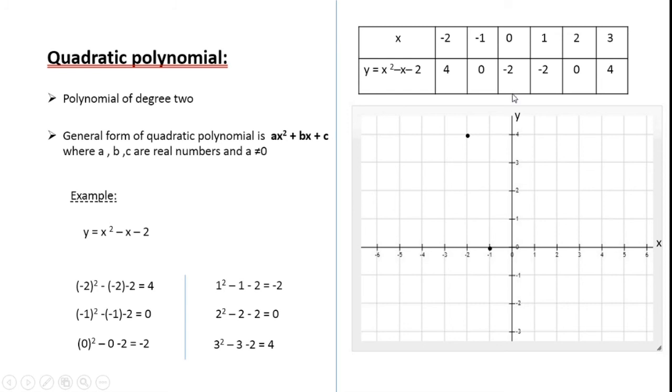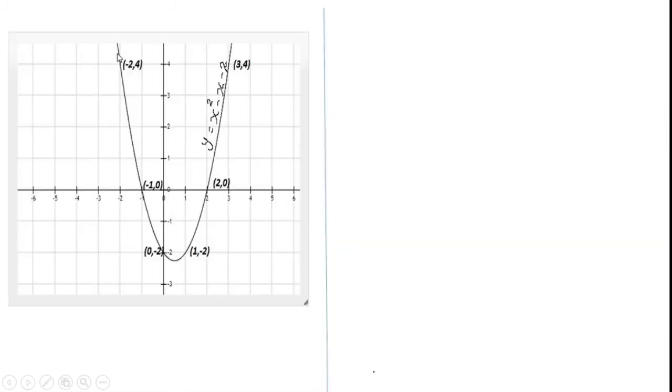Next, 0, minus 2. So this is 0, and here it is minus 2. Next, 1, minus 2. This is 1, and here it is minus 2. Next, 2, 0. Where is 2? See here, it is 2, 0. Next, 3, 4. 3 here and 4. So 3, 4. Now we can join these points and draw the graph. See here, this is the curve we got.